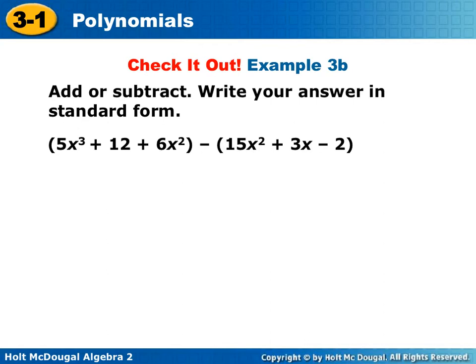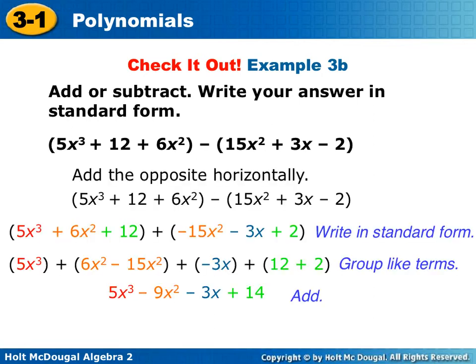I'll have you go ahead and try this one. So go ahead, hit pause now, and when you're done, hit play and I'll show you the answer. So main thing with subtraction, distribute the negative. So it's minus 15x squared minus 3x and plus 2. And that's what you see here.